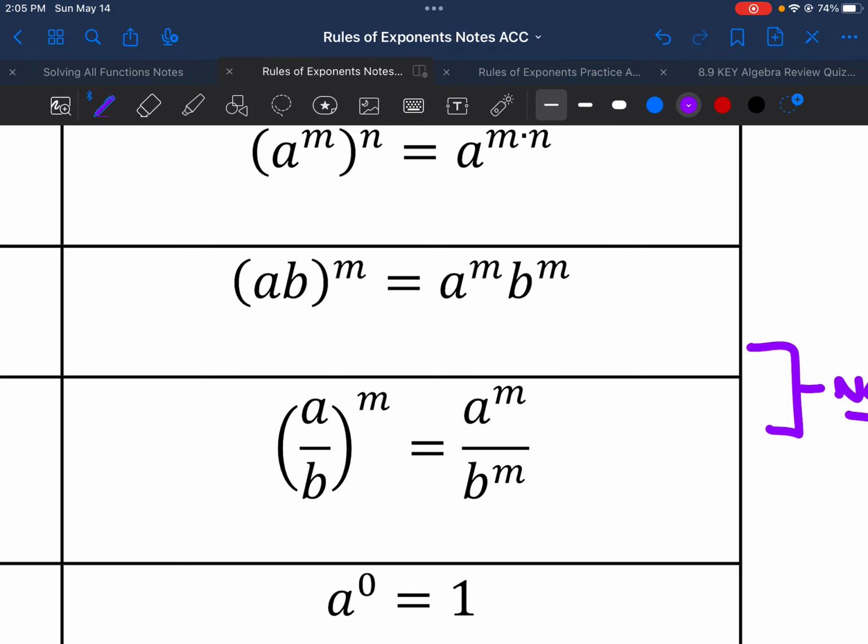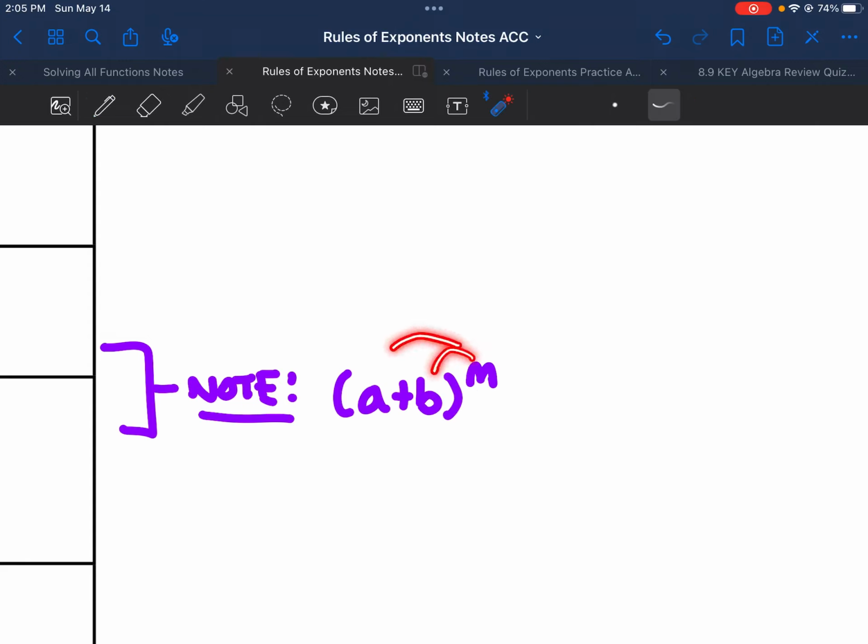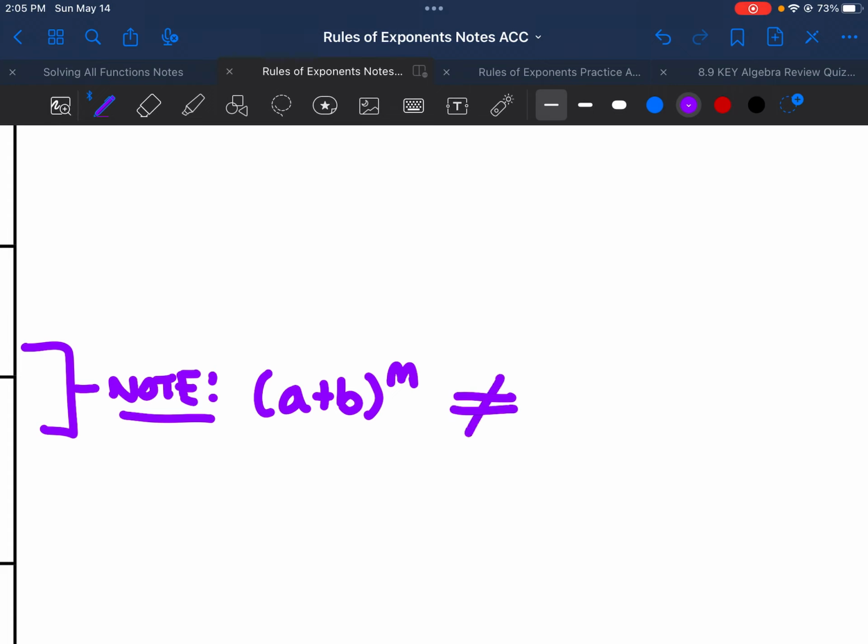Notice that with each of these, when we're distributing this power that's on the outside into the inside, the only reason that we're allowed to do this is because this is either strictly multiplication or strictly division. This would not work in this scenario. Let's say we had something like this, a plus b to the m power. I cannot simply distribute the power of m to a and b because of this addition sign. This is not equal to a to the m plus b to the m.